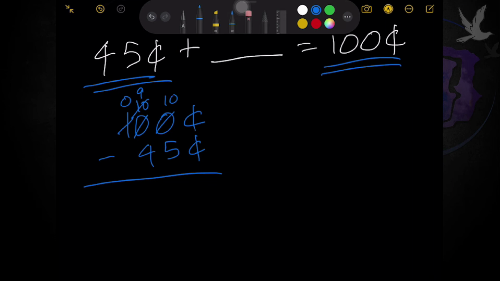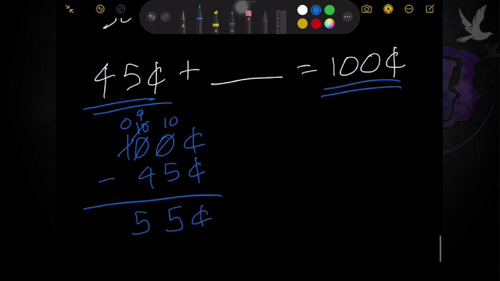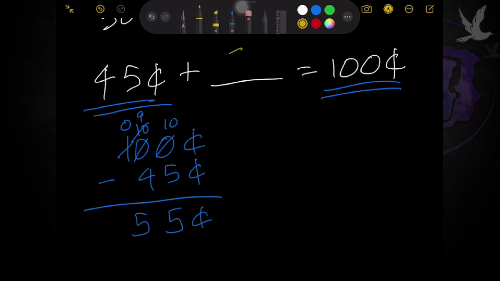Basic subtraction yan. You should already know what to do here. Okay? Dinaanan nyo yan. 10 minus 5 will give you 5. 9 minus 4 will give you 5. So that's equivalent of 55 centavos, which means our answer here should be 55 cents. Okay? Logic. Basic.